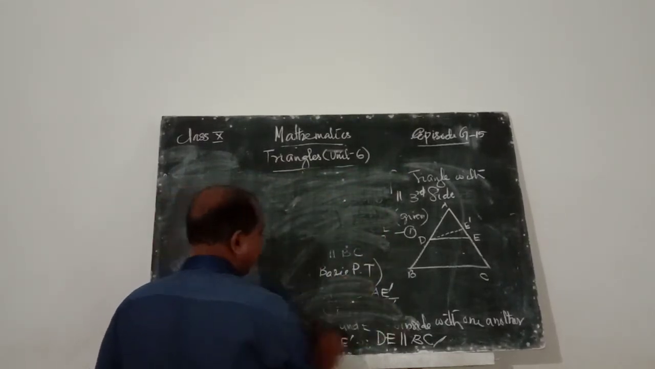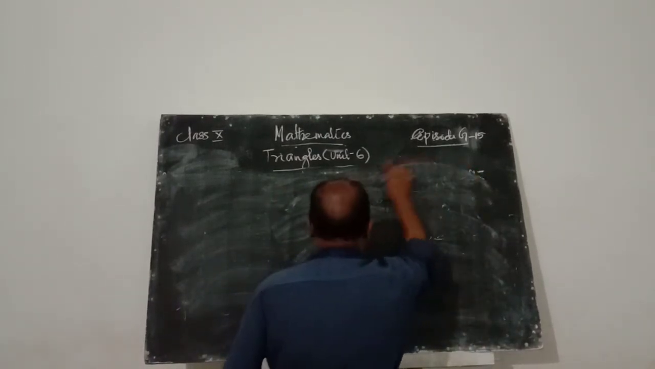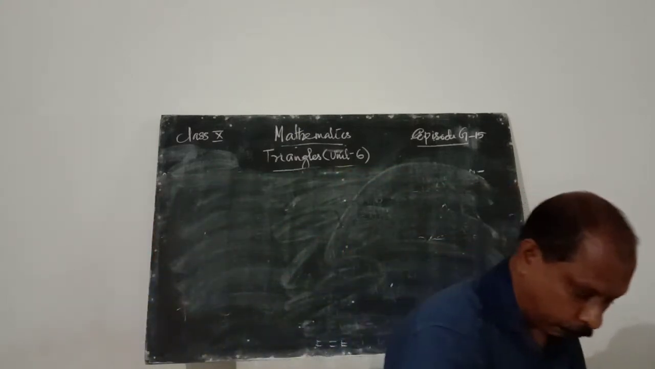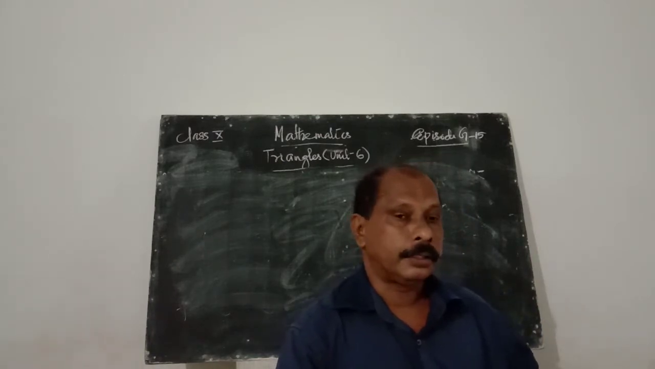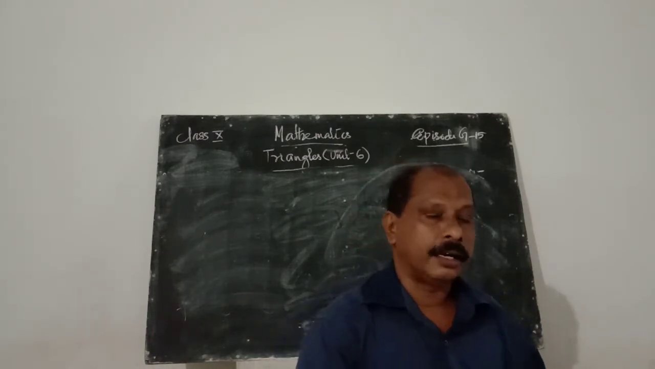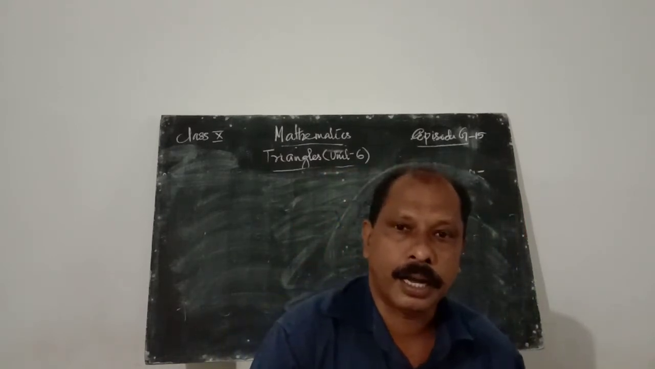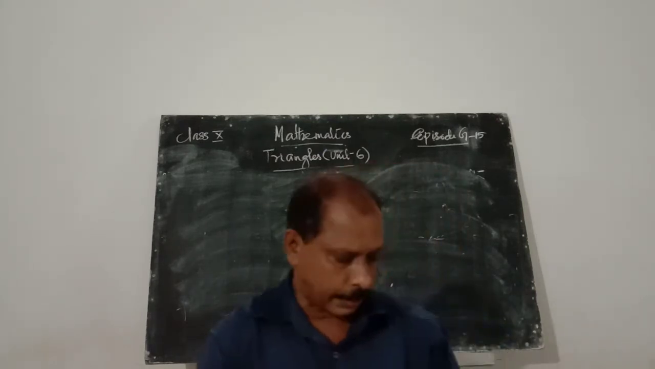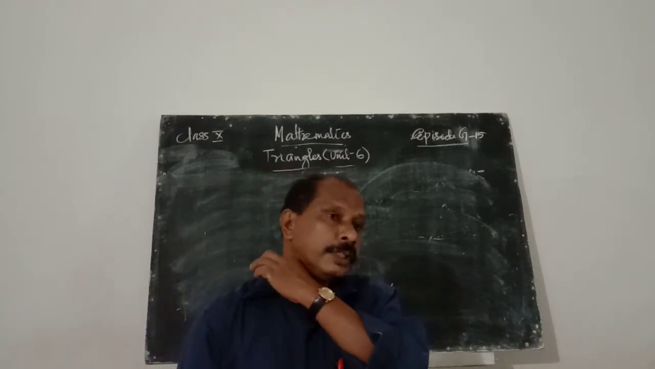Then let us discuss once again these two theorems. The first theorem is the basic proportionality theorem, and the second one is the converse of the basic proportionality theorem. Once again, the first theorem says that in a triangle, any line segment joining two sides of that triangle, parallel to the third side, divides the two sides with a constant ratio. That is the basic proportionality theorem. Then we have to prove this theorem.